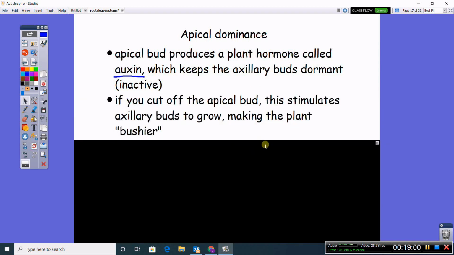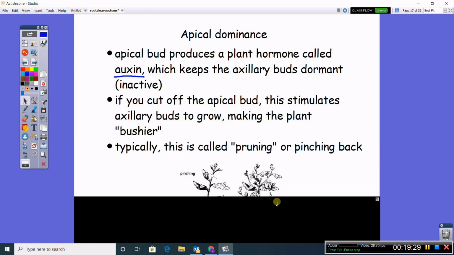Now, if you cut off the apical bud, this is going to stimulate the axillary buds to grow. So when you cut off the apical bud, now auxin is no longer being produced in that location, and auxin is what's suppressing the growth of the axillary buds. So once you cut off the apical bud and you get rid of that supply of auxin, now the axillary buds can grow, and that's going to make the plant fuller or bushier.